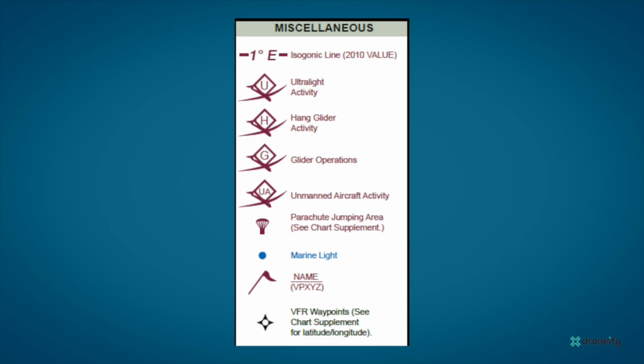VFR checkpoints can be used to help drone pilots navigate to a specific location during a flight or to maintain orientation and situational awareness in the airspace. For example, a drone pilot might use a VFR checkpoint as a reference point to navigate to a particular point of interest, such as a building or natural feature. Alternatively, a drone pilot might use a VFR checkpoint to ensure that they are maintaining the proper course and altitude during the flight.